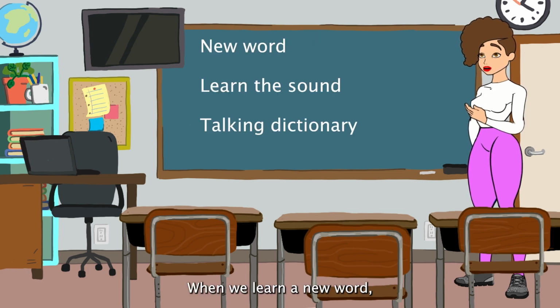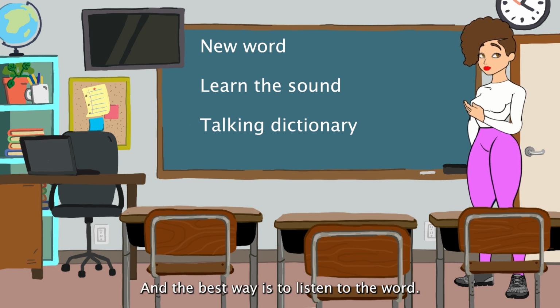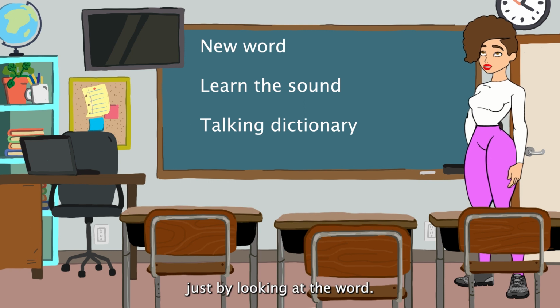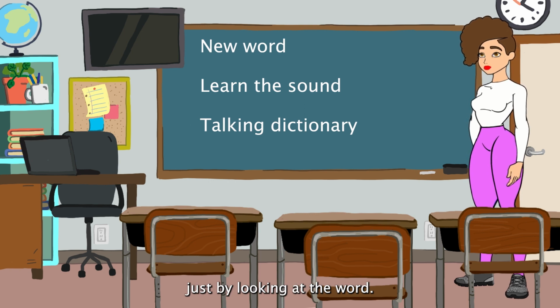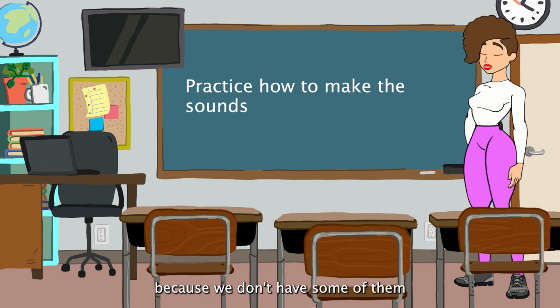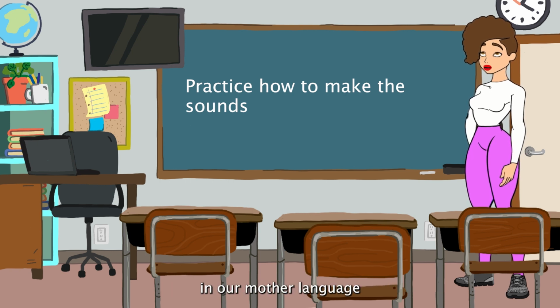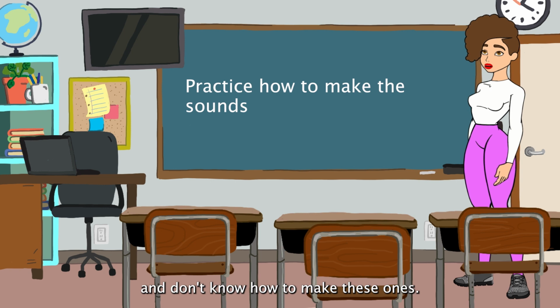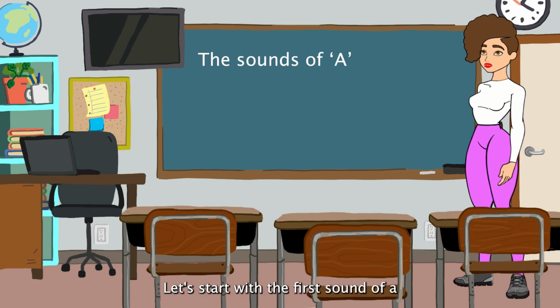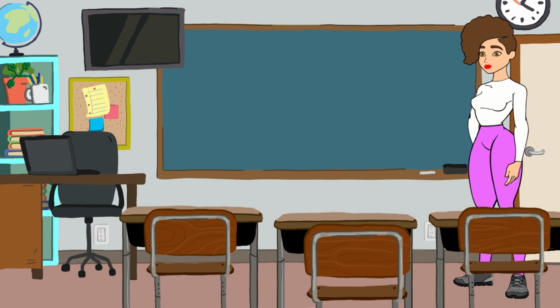When we learn a new word, we need to learn the sound of that word, and the best way is to listen to the word. This is why we use the talking dictionary, because many times we don't know the sound just by looking at the word. We also need to practice how to make the sounds, because we don't have some of them in our mother language and don't know how to make these ones. Let's start with the first sound of A.